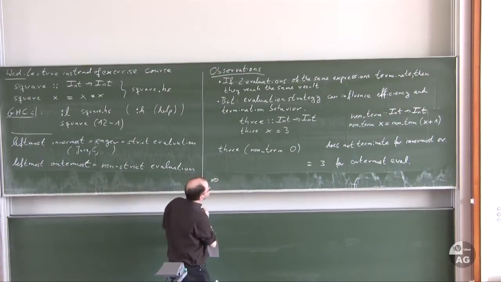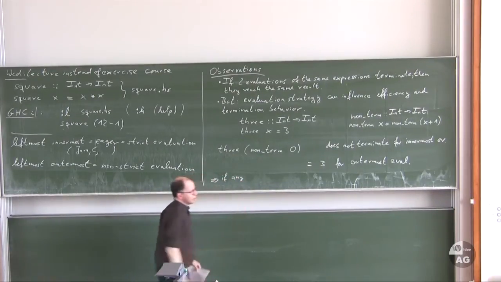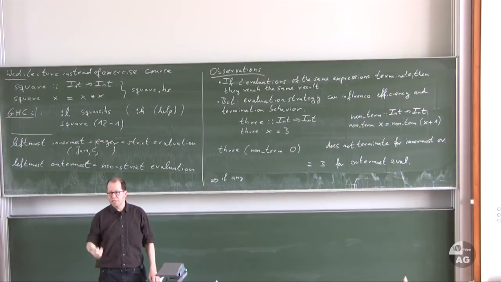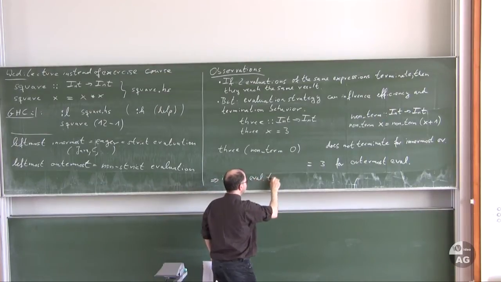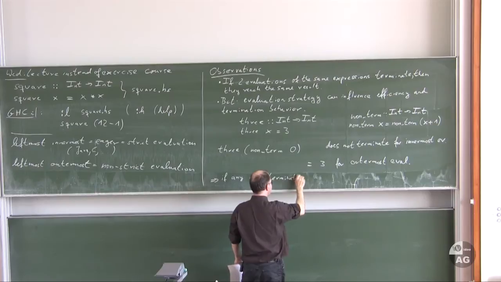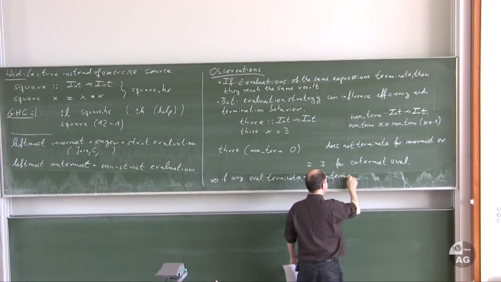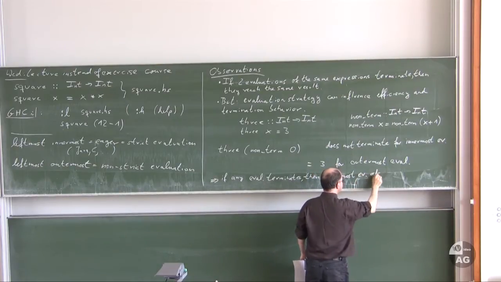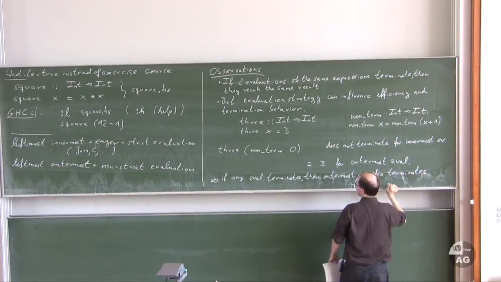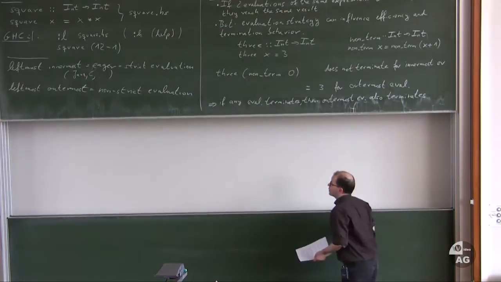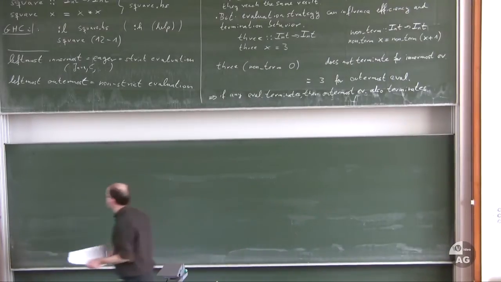So one gets the following result. If any evaluation terminates, then leftmost outermost evaluation terminates as well. So this terminates as often as possible. So in that sense, this is the best strategy. So we have seen that as far as termination is concerned, outermost evaluation is better. I mean, it terminates more often.